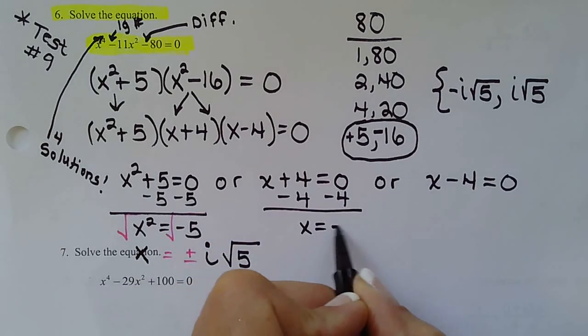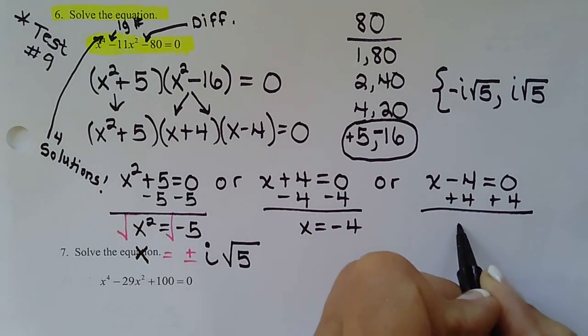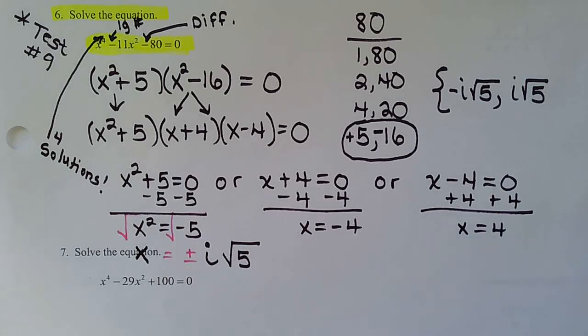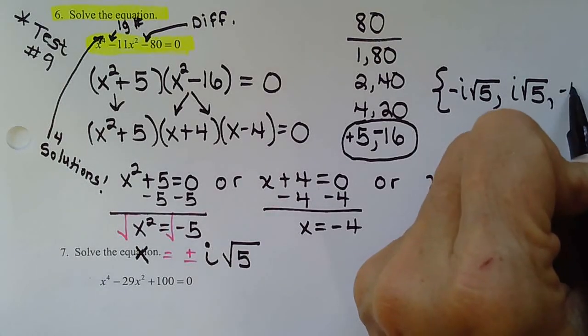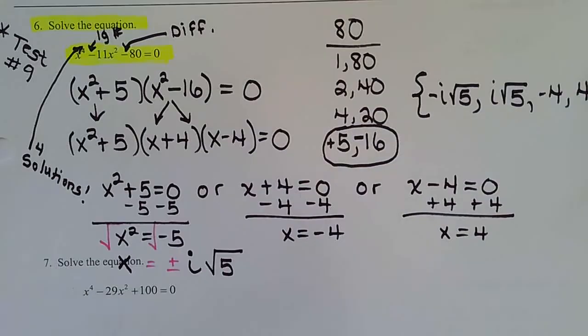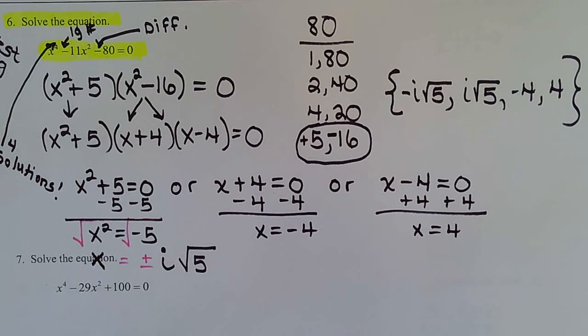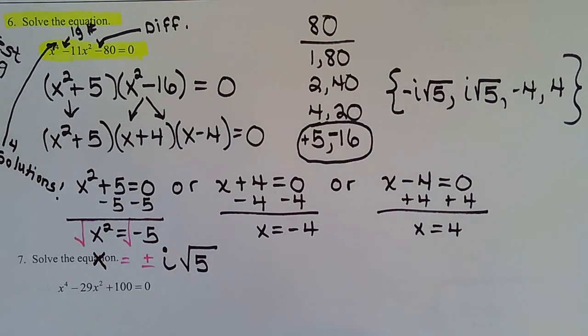x equals negative 4, add 4, x equals 4. So then we have negative 4, positive 4. 4 solutions, and the power of our problem is 4th degree. So everything is good. And that is the one that's most like the one on your test.